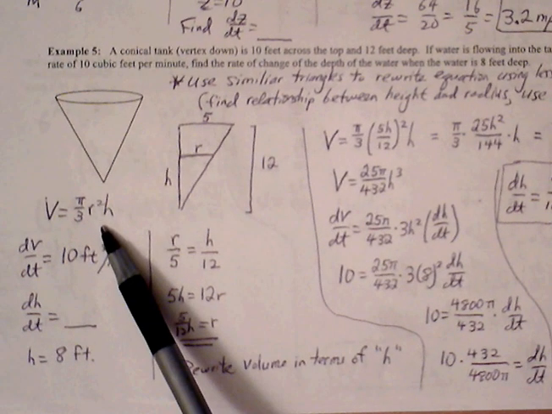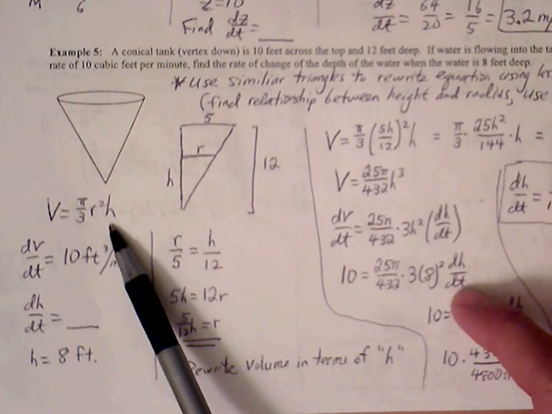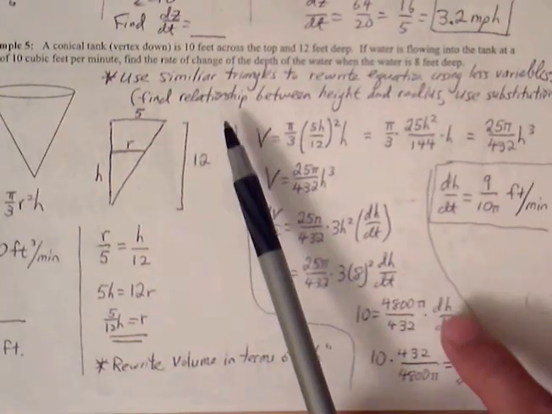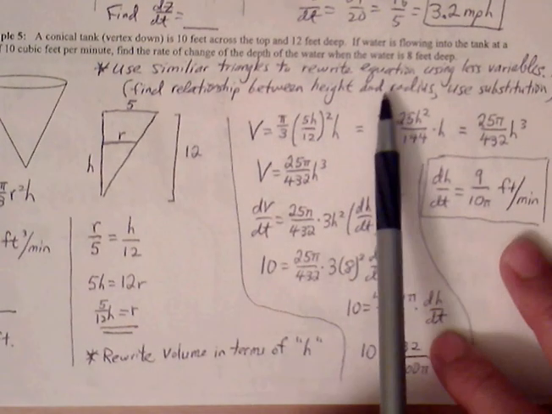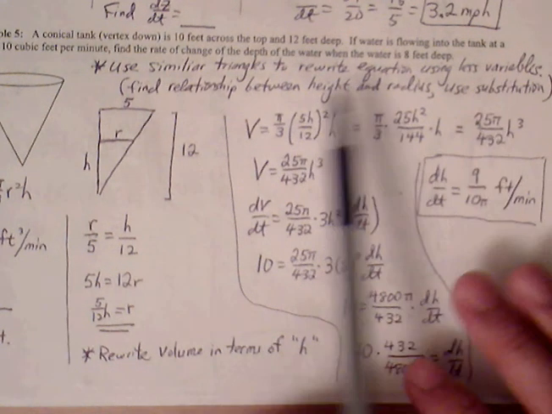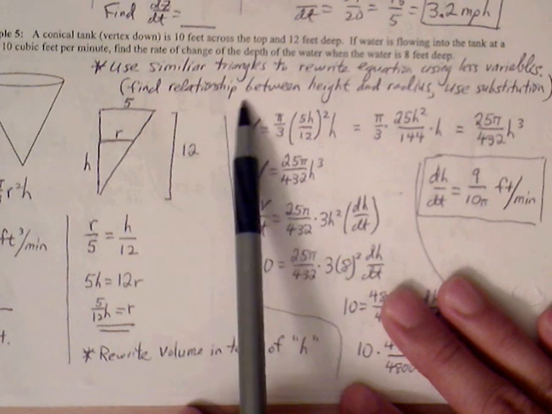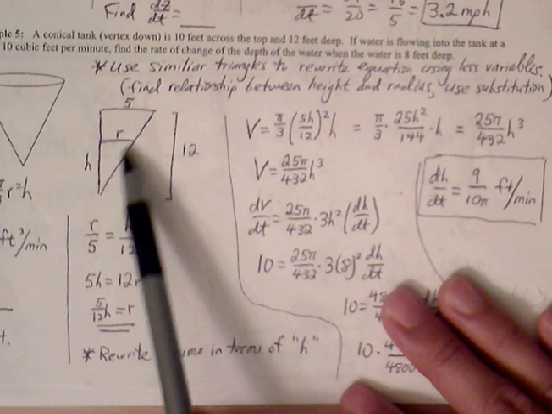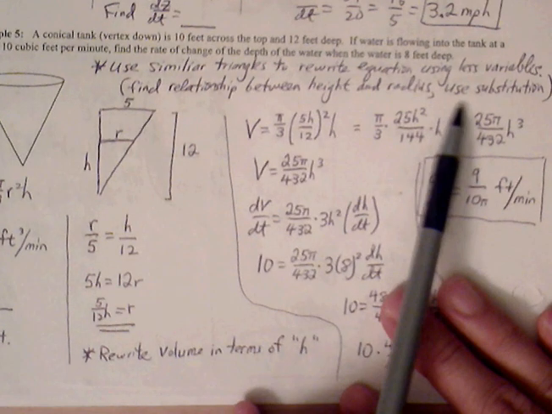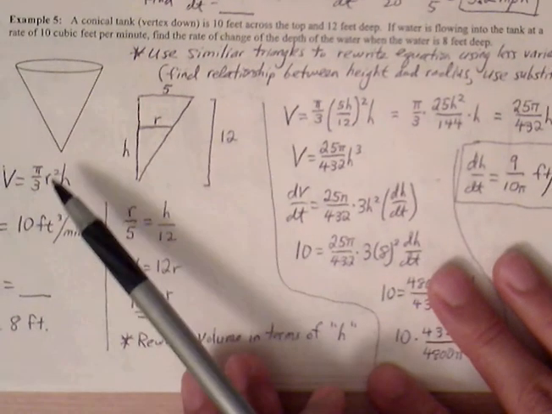So we're going to have to find a way to reduce the number of variables in this problem. The way that we're going to do that is with similar triangles. Similar triangles allows us to rewrite equations using fewer variables, and to find the relationship between these two variables, r and h, radius and height. Then we're going to use substitution to help us get our volume equation down to the variable that we need.